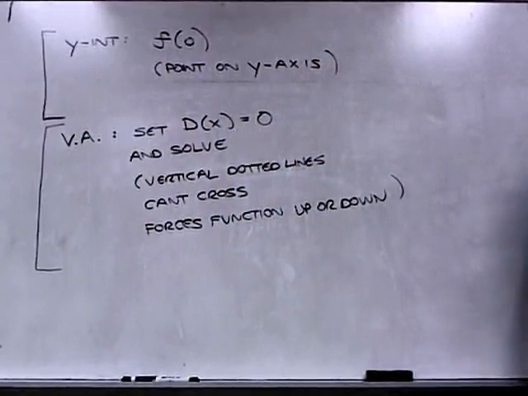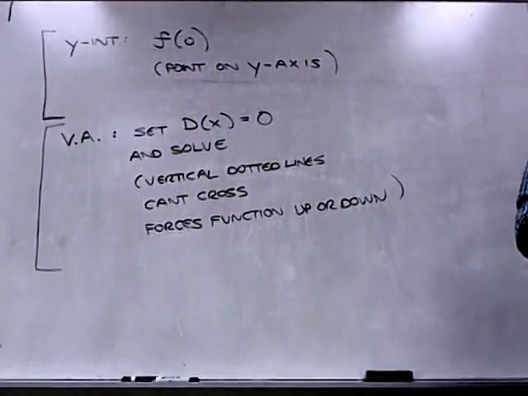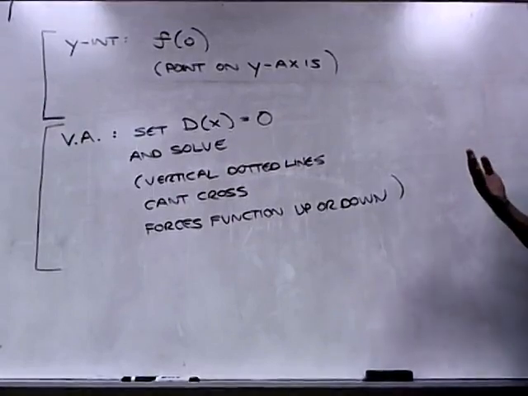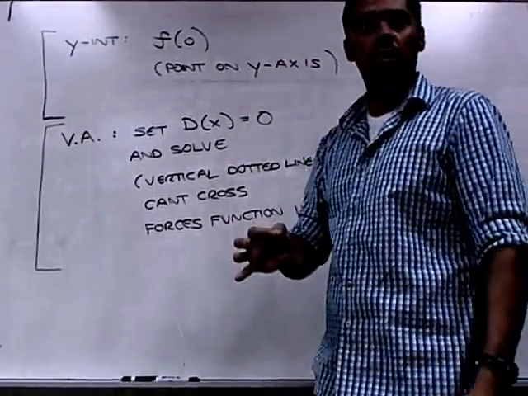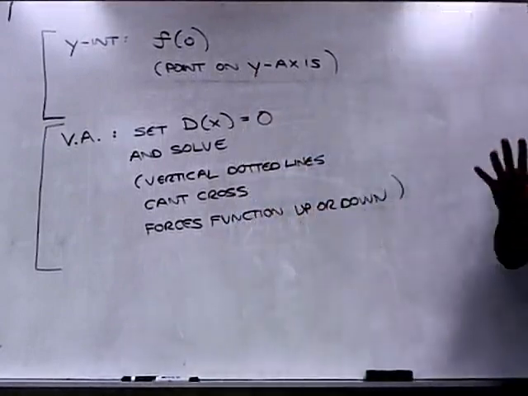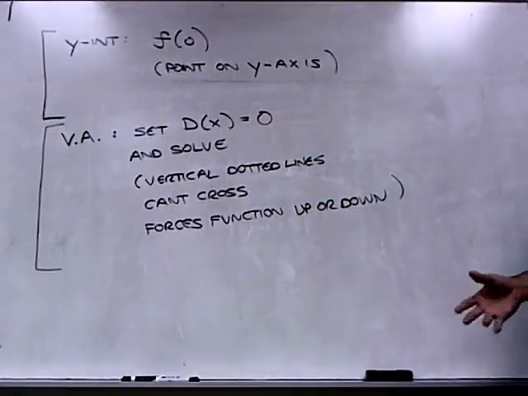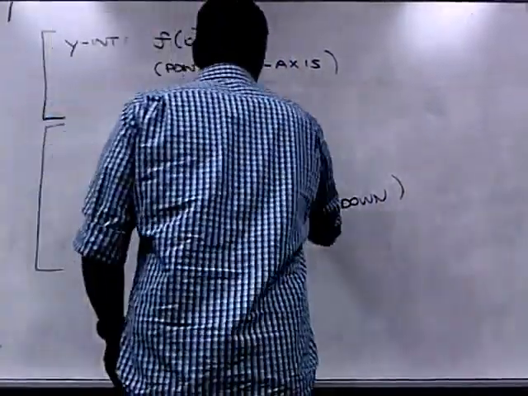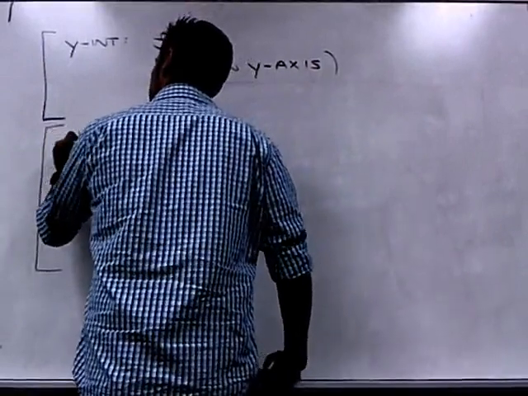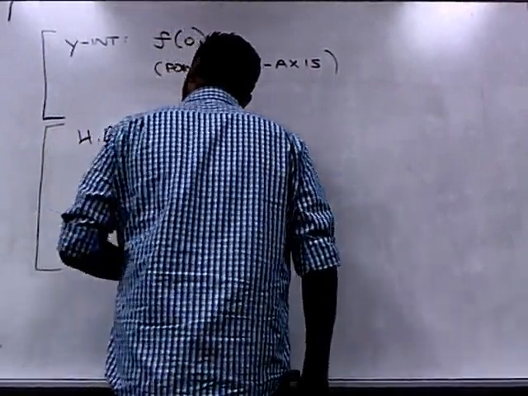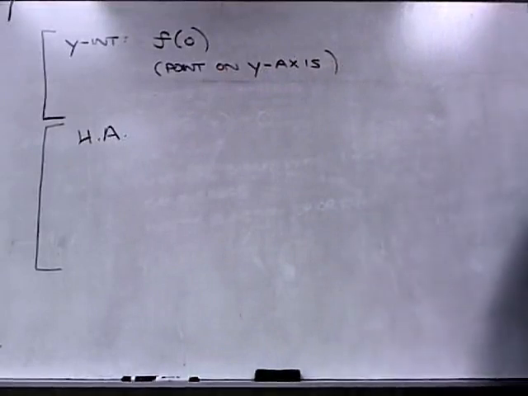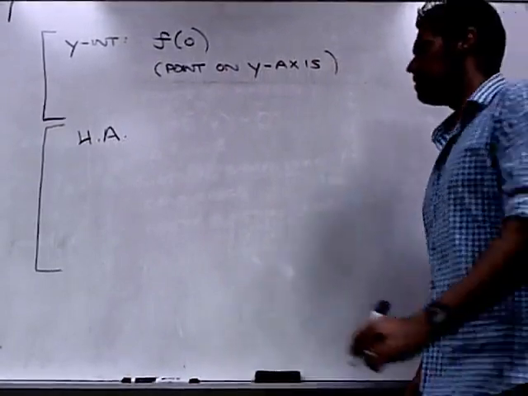Right, so we have x-intercepts, that's points on the x-axis. We have vertical asymptotes, vertical dotted lines. They're barriers, they force us up and down. We have the y-intercept, a point on our y-axis. And then the one I save for the very last is the horizontal asymptote. Let me tell you how you find these, and it's not as simple as we would hope. What you do is this.